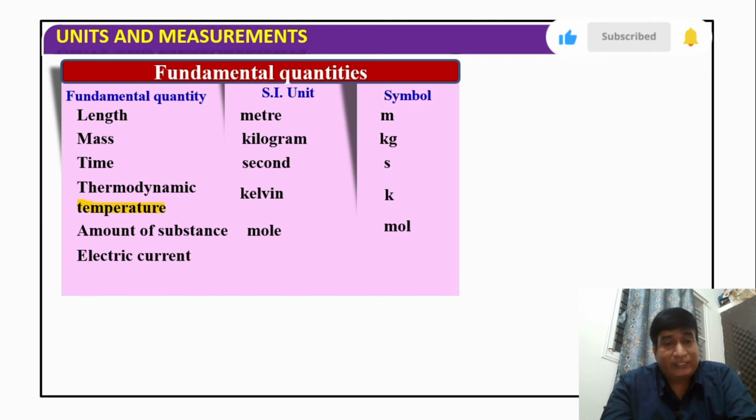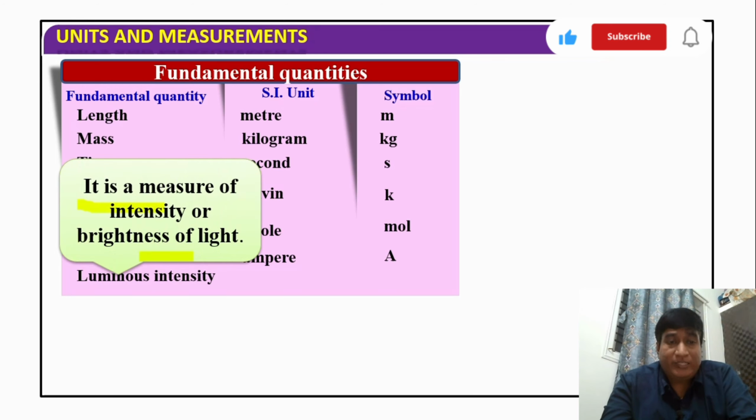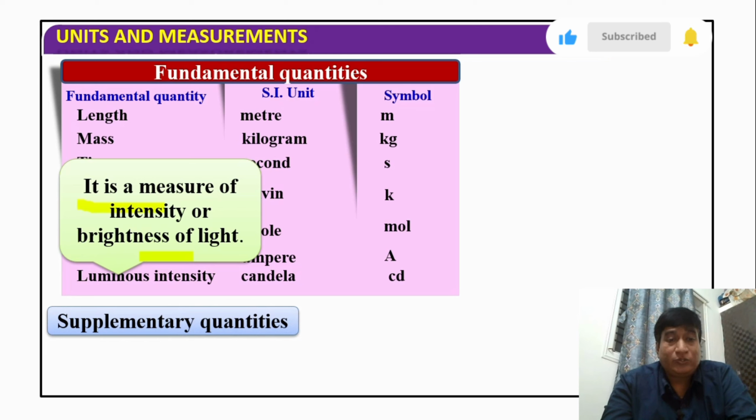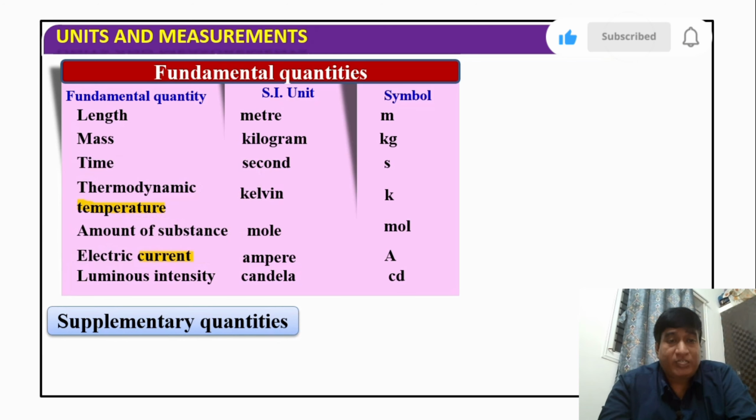And electric current, which in general we call current. You studied this concept in class 10th. The SI unit is ampere, denoted by capital A. The last one is luminous intensity, which is related to light. It is a measure of the intensity or brightness of light. The SI unit is candela, denoted by cd. These are the 7 fundamental physical quantities.